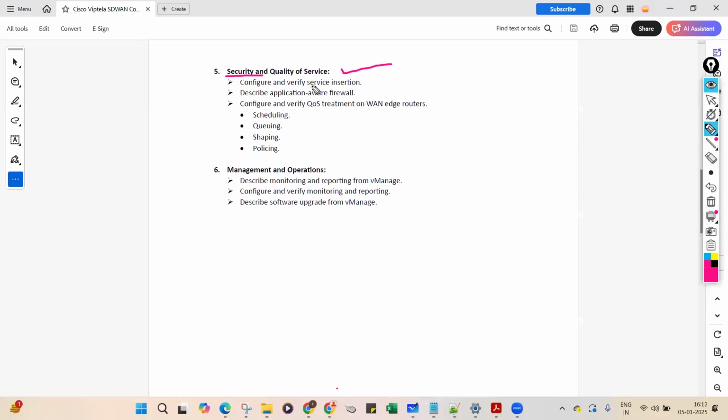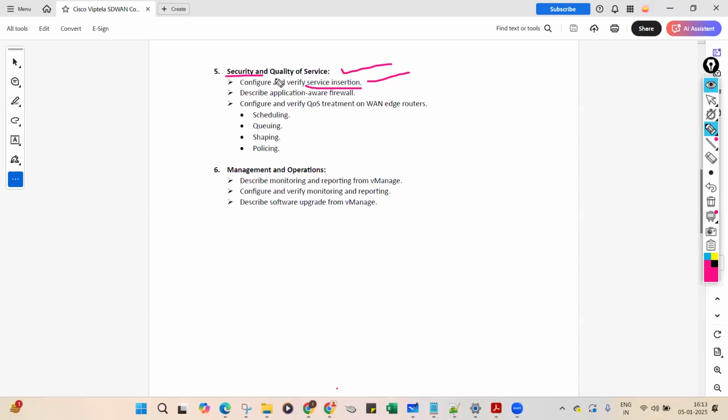In SD-WAN, one of the important factors is insertion, which is also called service chaining. This provides security in the SD-WAN fabric. So we will be discussing that as well.